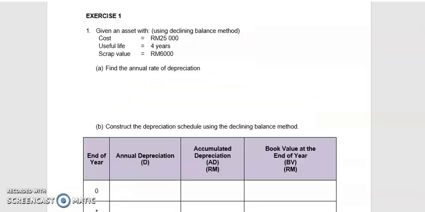Okay, now look at this example, exercise 1. Given an asset with cost equal to 25,000, useful life 4 years, and scrap value 6,000, using the declining balance method, find the annual rate of depreciation. So remember, in the declining method, the first thing we need to know is the annual rate of depreciation. Then we can calculate the annual depreciation, accumulated depreciation as well as the book value. So how to calculate the annual rate of depreciation? We use this formula.